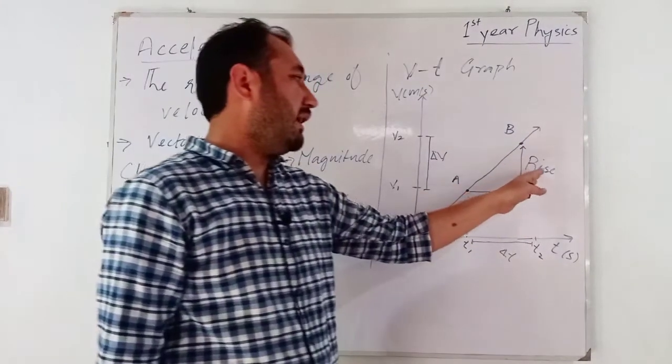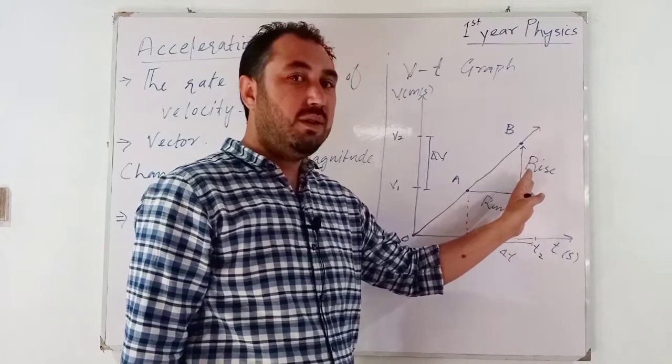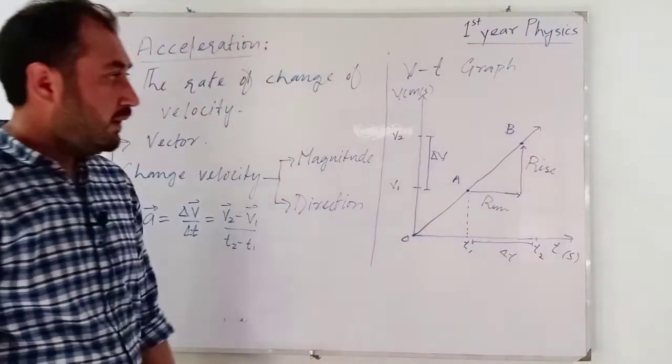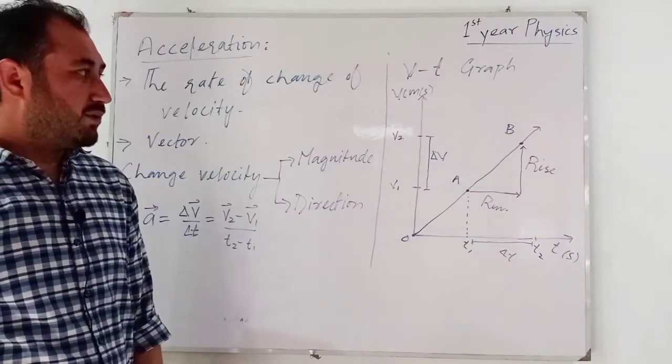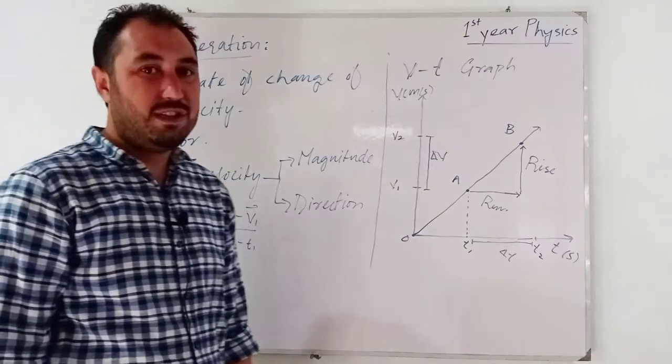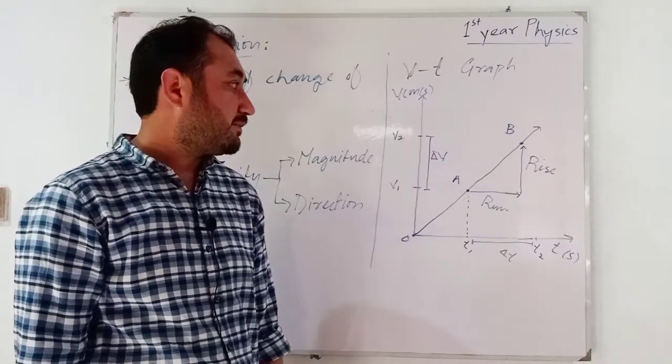Whenever you divide rise over run, you get the slope. Okay, what about its direction? Its direction will be the same as the direction of the velocity, right?